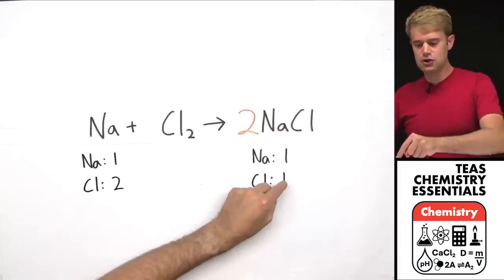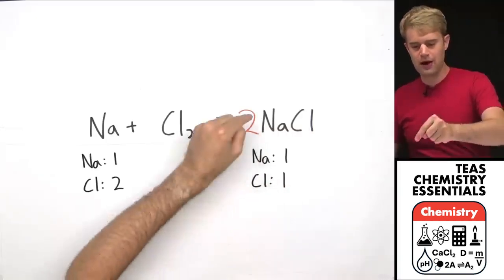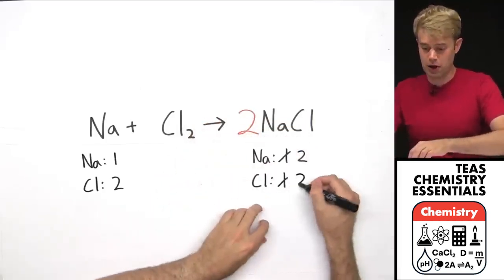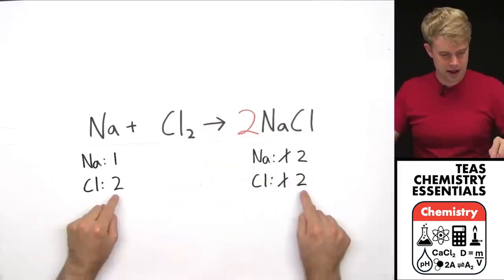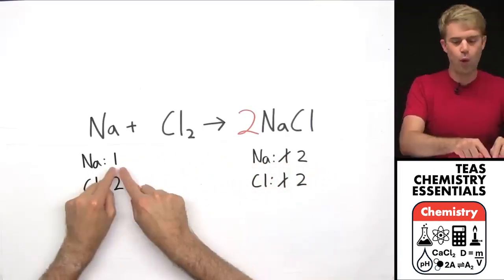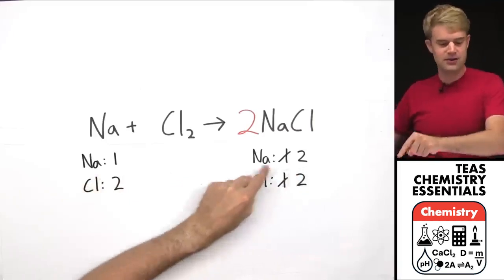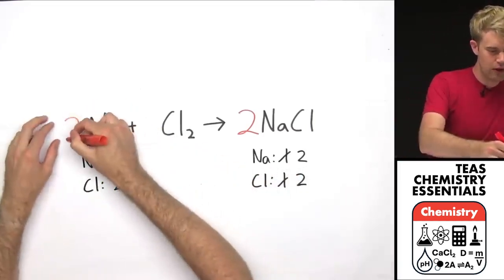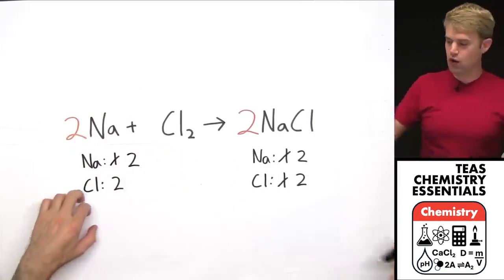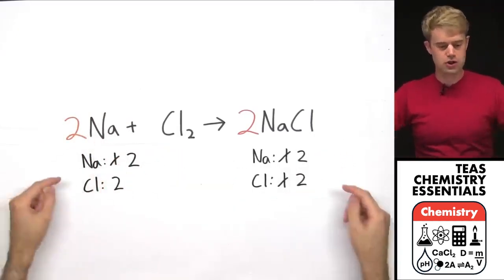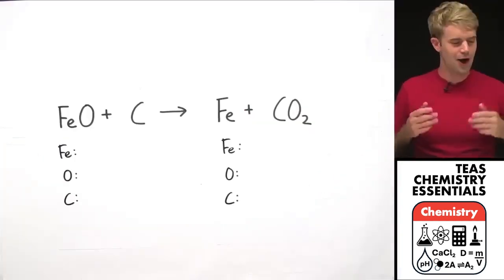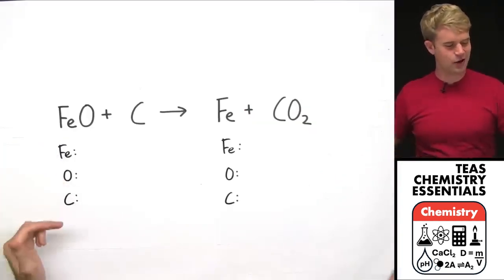That's going to give me 2 Cl, but look what else it's going to do. Now I have 2 times Na, so I have 2 Nas. I also have 2 times Cl, so I also have 2 Cls. So now the Cls balance, but now I have 2 sodiums on this side, and only 1 on this side. So to balance this out, I'm going to put a 2 in front of this Na here, and now I have 2 of these. So now on both sides of the equation, I have 2 sodiums and 2 chlorines. The equation balances.